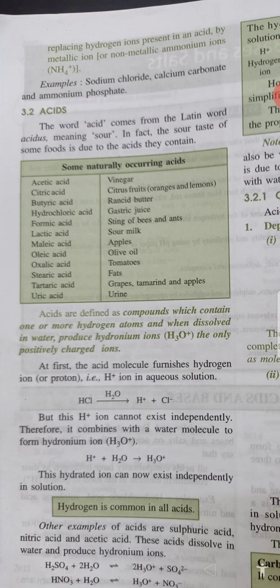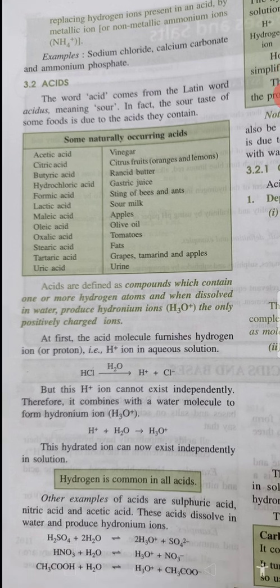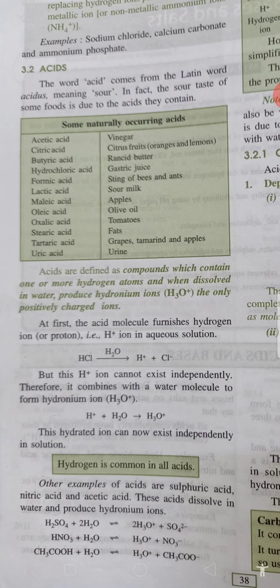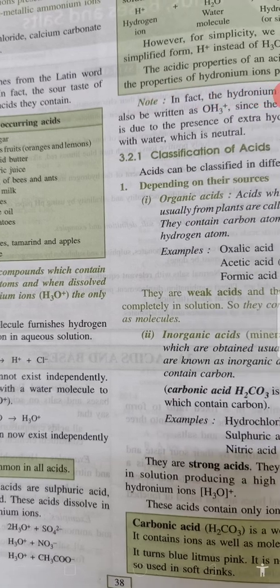Other examples of acids are sulfuric acid, which is H2SO4, nitric acid, acetic acid, and these acids, when they dissolve in water, also produce hydronium ion. As you can see here, H2SO4, when it dissolves in water, produces two hydronium ions and a sulfate ion. Nitric acid, when it dissolves in water, produces a hydronium ion and a nitrate ion. And acetic acid, when dissolved in water, produces a hydronium ion and an acetate ion.